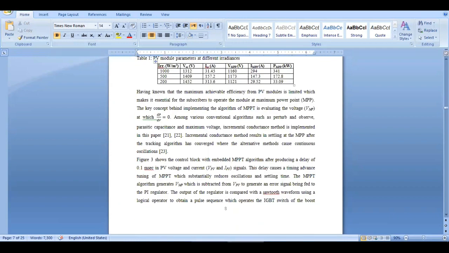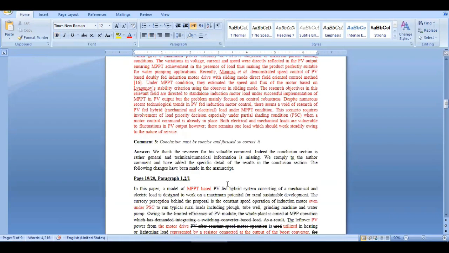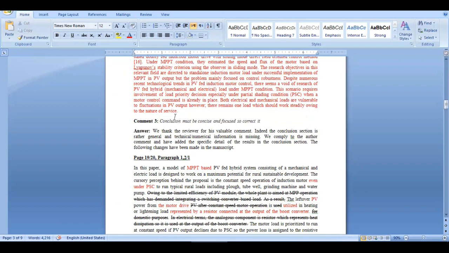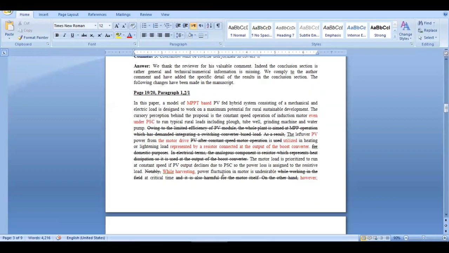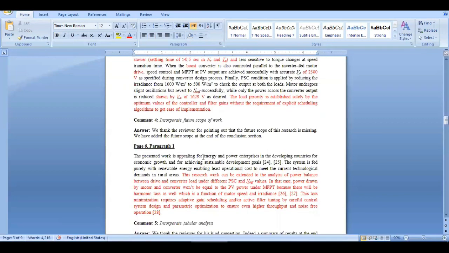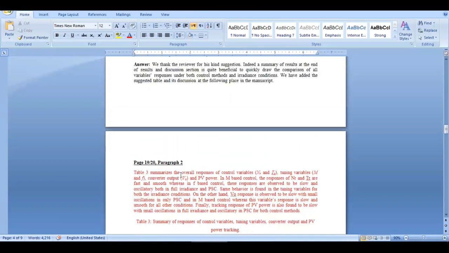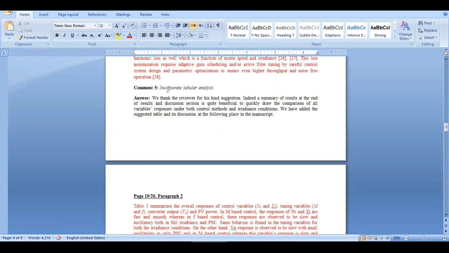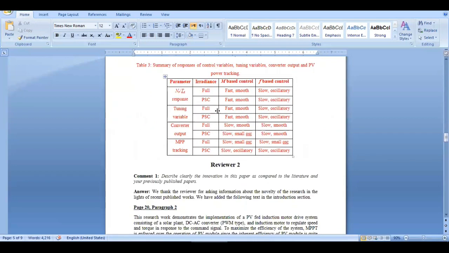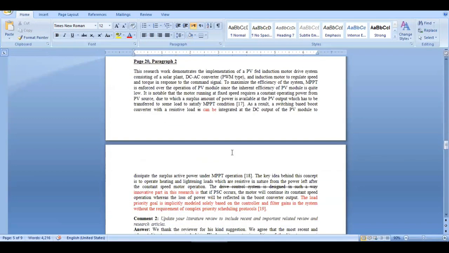And we can also check the other comments from the worthy reviewers. Conclusion must be concise and focused, so corrected. So the conclusion has also been modified. Similarly, incorporate future scope of the work. So the future scope has also been added to the conclusion section of the manuscript. And this comment requires tabular analysis, and tabular analysis has also been added to the manuscript.